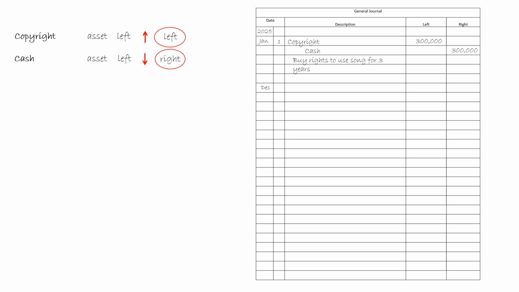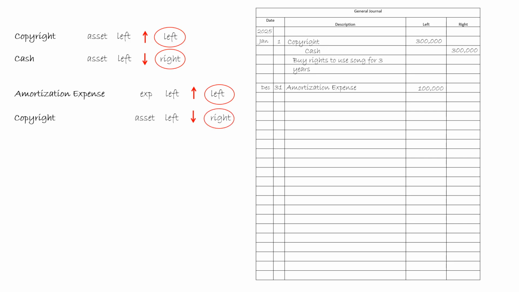Then, at the end of year 1, we need to make an adjusting entry to recognize that we've used up $100,000 of the cost of the copyright. Our journal entry to record the used up part of the copyright cost is simpler than the depreciation adjusting entry.